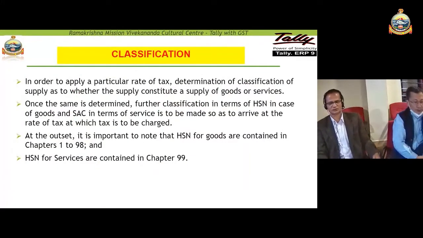Now we go to classification, which is one of the most important parts, because at the time of clearances or at the time of sale, you are required to mention it in your tax invoice as well as in the return. In order to apply a particular tax rate, determination of the classification is absolutely a necessity. Once the same is determined, further classification in terms of HSN in case of goods and SAC, or service accounting code, in case of services to be provided, is to be determined. At the outset, it's important to note that HSN for goods are contained in chapters 1 to 98, and HSN for services are contained in only one chapter, that is chapter 99. All the services are included in chapter 99.